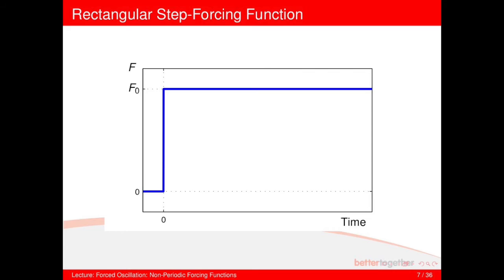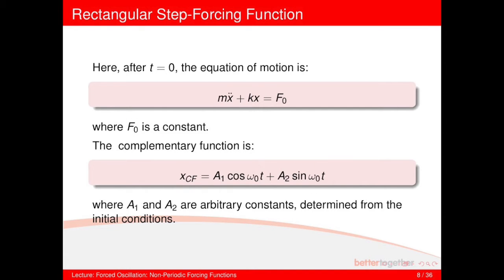So let's have a go. Here we've got a rectangular step forcing function. At time less than 0, we've got 0 force. And then suddenly at time 0, we have a force of F0 being applied constantly. Okay, so it's a step forcing function. What is the response for a single degree of freedom undamped case?